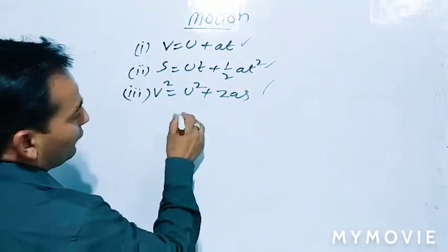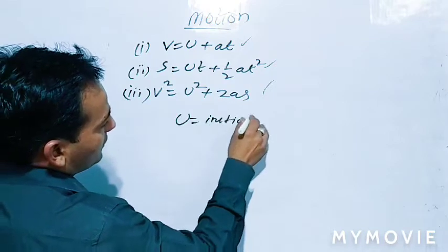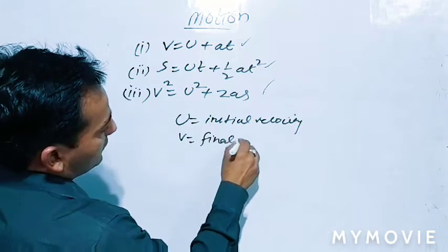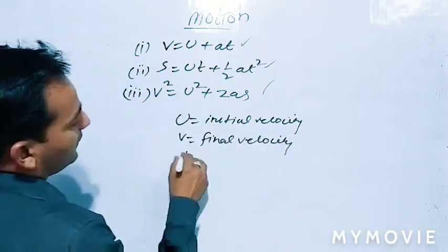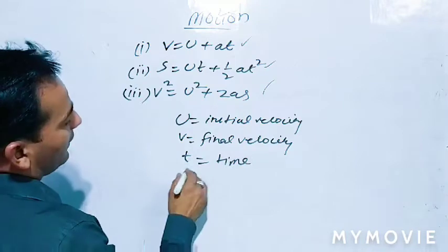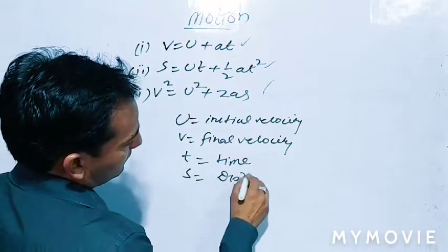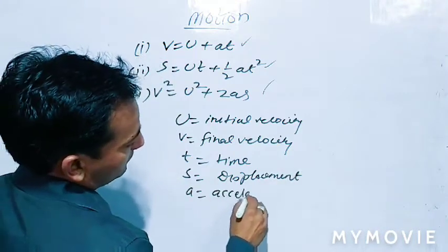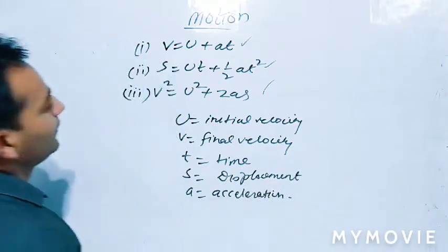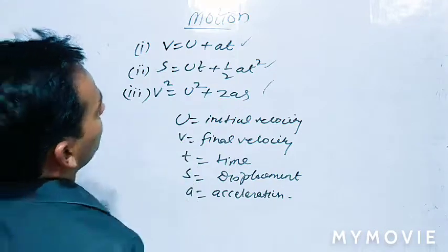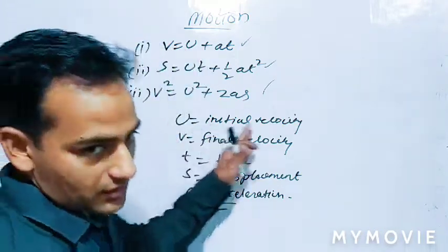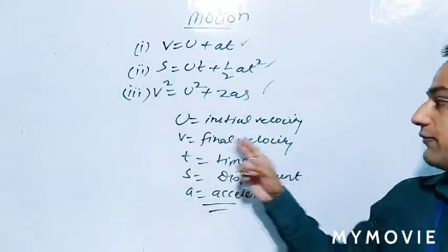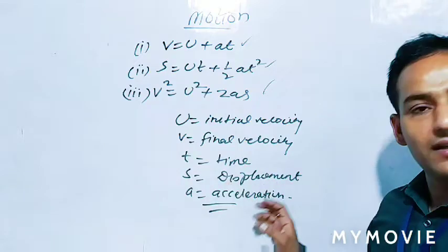Listen carefully. u is equal to initial velocity, v is equal to final velocity, t we all know is time, s is displacement, and a is acceleration. Okay, u, v, t, s, a. These are the symbols, that means the physical quantities. u initial velocity, v final velocity, t time, s displacement, and a acceleration.